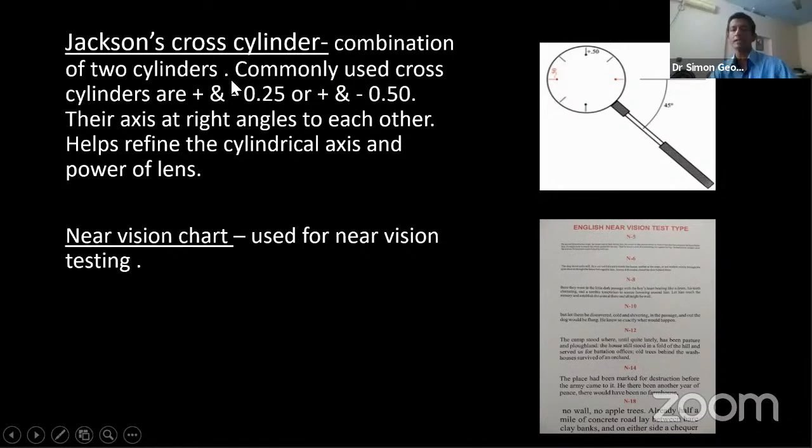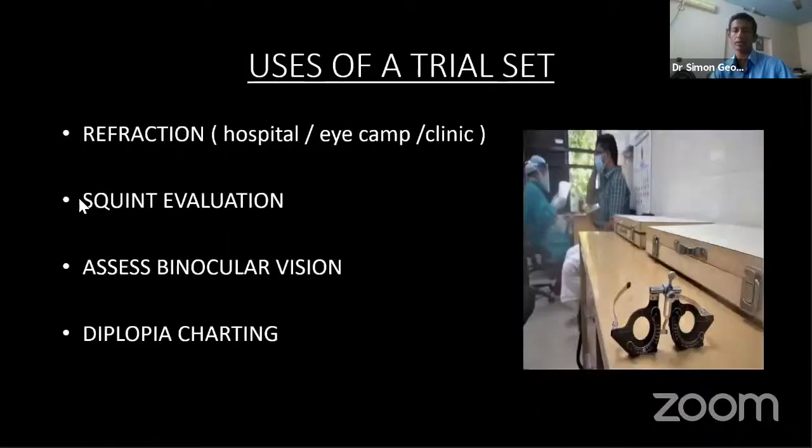You have got two cylinders which are of the same power but at 90 degrees to each other. And then there's a near vision chart where you have got different letters of different sizes and you test whether the near vision is correct or not. And you use it for refraction testing. You can use it in the hospital. You can take it to the camp because it's just like a briefcase. You can do squint evaluation. You can test binocular single vision, and you can do diplopia charting.